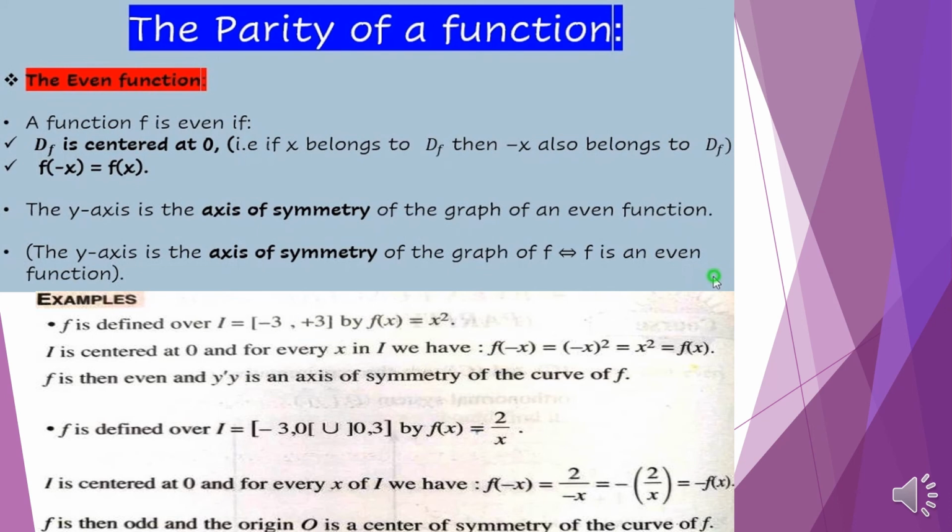I is centered at 0, meaning it is not required that 0 be in the domain. And for every x in I we have f of minus x. Now replace x by minus x, you get 2 over minus x, which is minus 2 over x, which is minus f of x. So f of minus x equals minus f of x. That means f is an odd function and the origin O is the center of symmetry of the curve of this function.